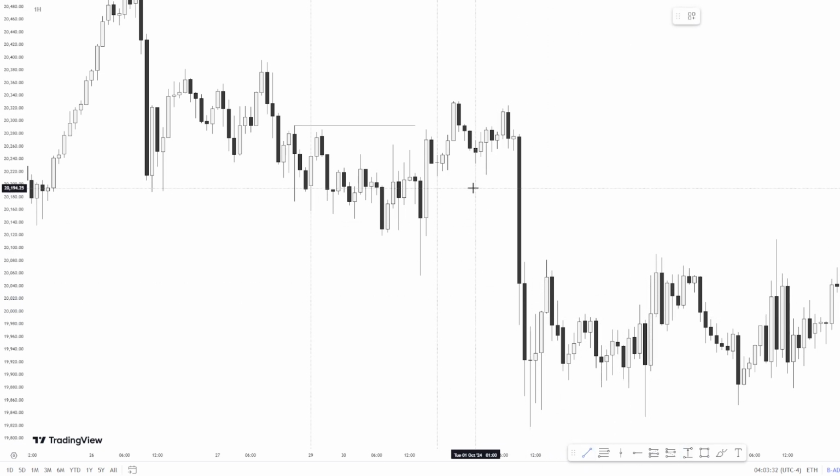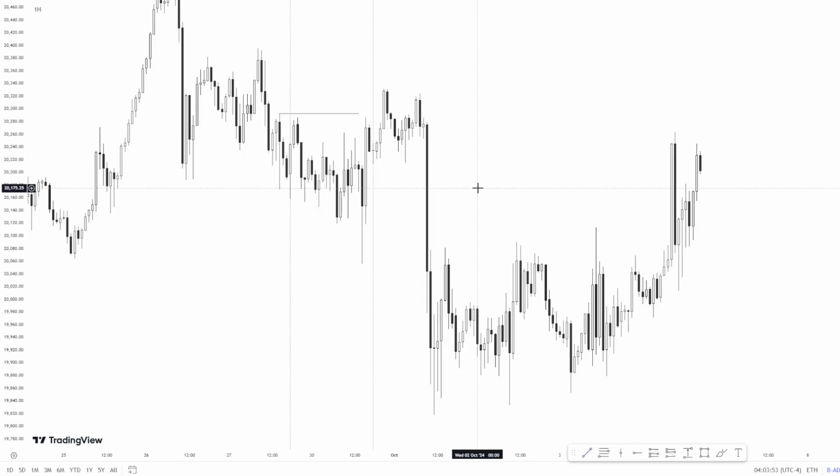You can't control how the market trades. So the market still did what it wanted to do. We opened up, we traded higher. Yes, we took out this high. But just like I said, I don't frame trades off Asia's high or Asia's low. So we made a high in Asia and we just tanked.